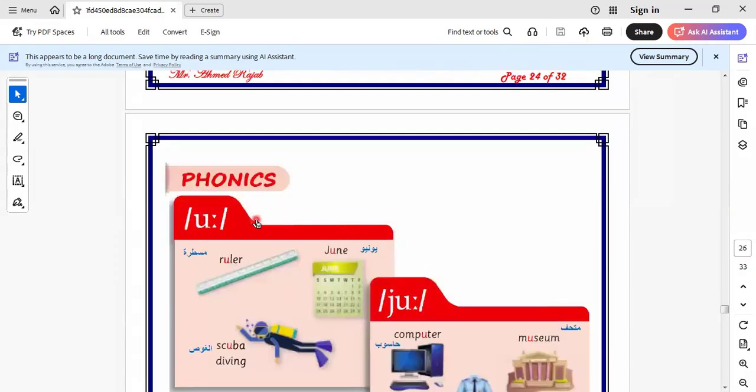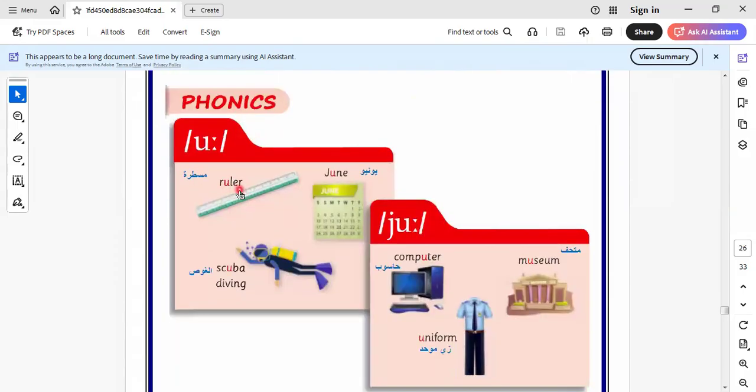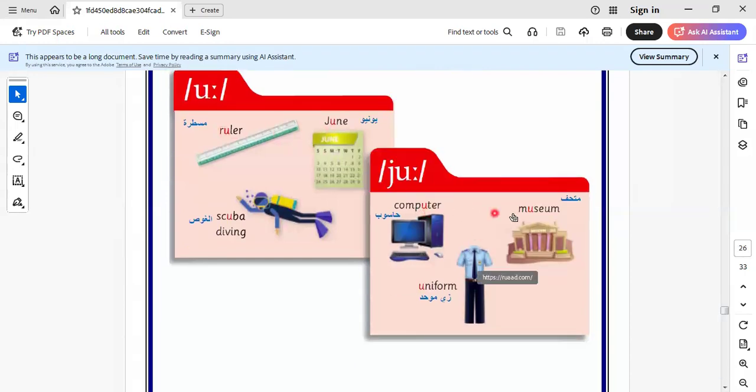Let's go to have phonics here. Here we have rural and June, scuba. Here is rural, June, and scuba. Here is computer, museum, uniform. Let's go to another item here.